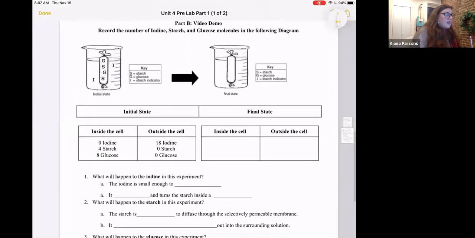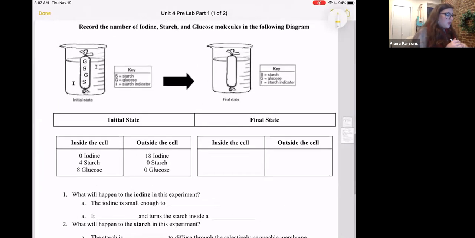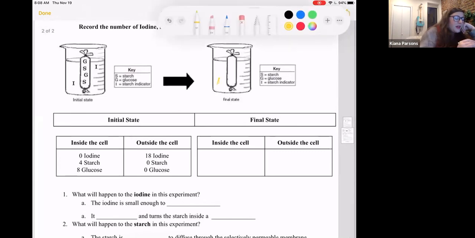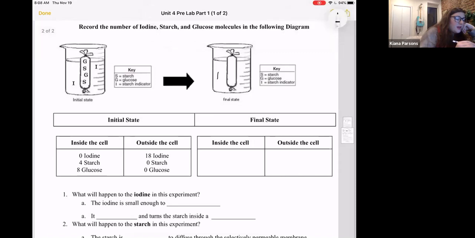All right, so now we're going to diagram what we just saw. In the experiment, in the beginning, we started with one model cell with two different things inside, glucose and starch, and equal amounts of glucose and starch and iodine outside of the cell. At the end, outside of the cell, we still had iodine, right? The solution was still amber. But what happened to the other molecules? Outside we still had iodine, but iodine also moved into the cell, right? We saw a color change happen.